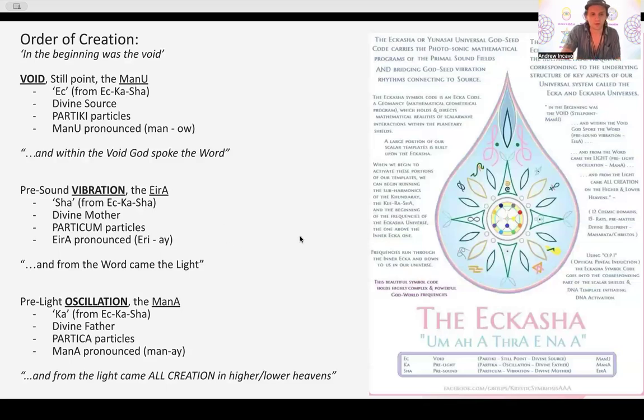Okay, and so let me read this from the top. In the beginning, there was the void, and then within the void, God/source spoke the word. And from the word came light, and from the light came all creation in the higher and lower heavens. All right.